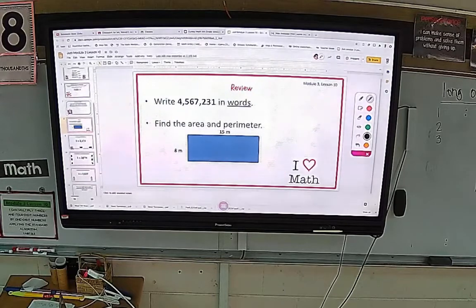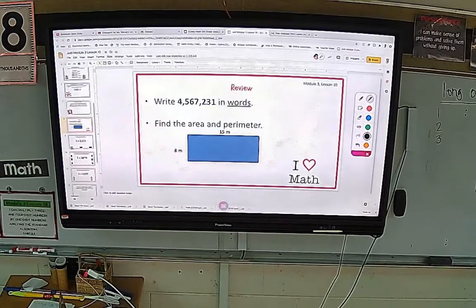What would we get if we found the perimeter? Put all of these things together. What do you think we would come up with? Now, what'd you get? 46 what? What unit are they using? Do you know what the M stands for?